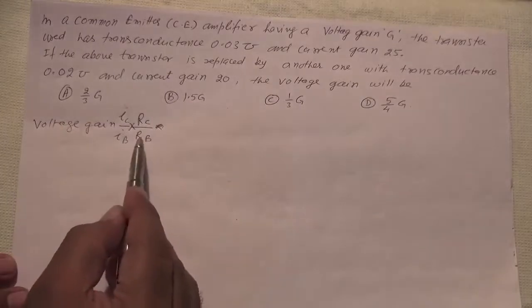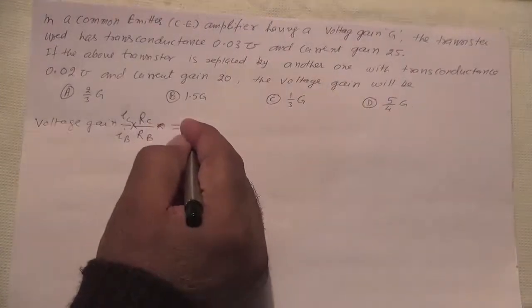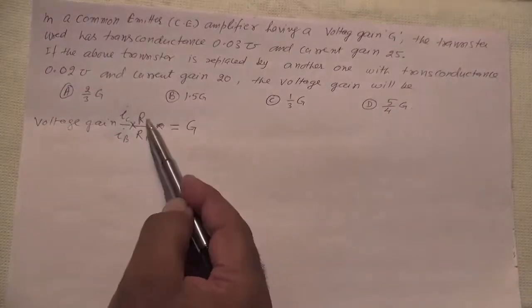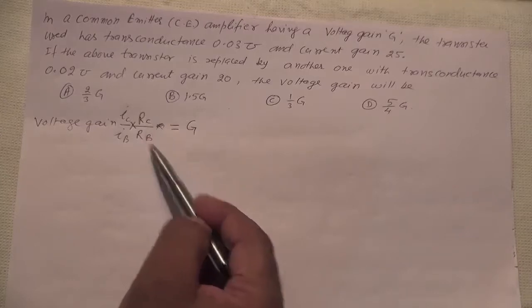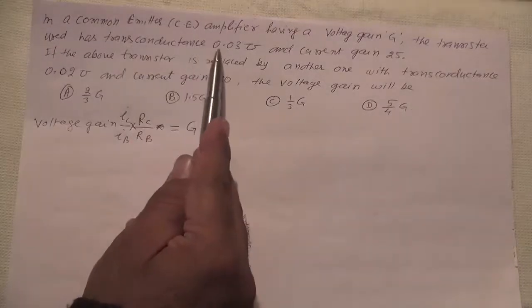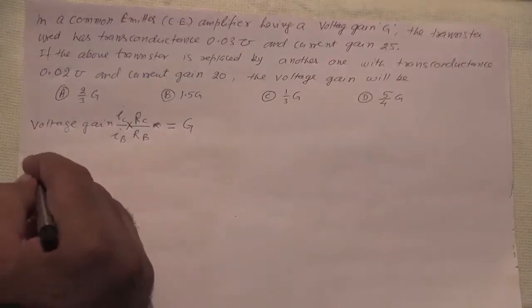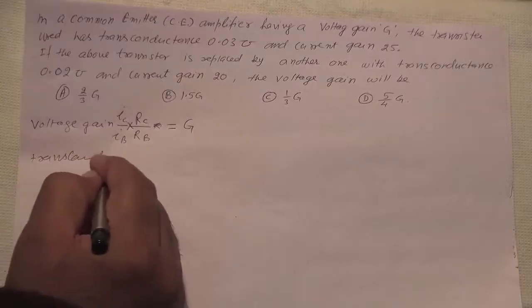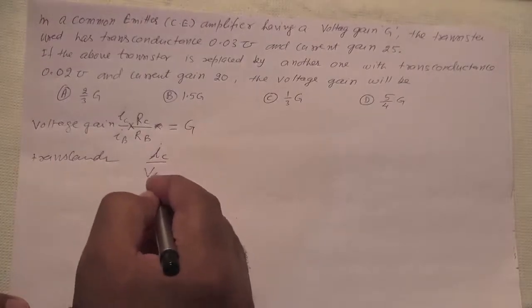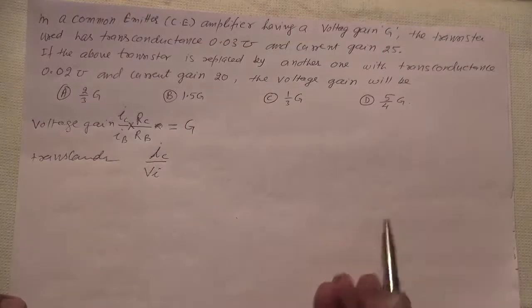This is voltage gain. Now here given to us is the voltage gain is G. So this quantity is equal to G. IC upon IB current gain, RC upon RB resistance ratio, and this gives the voltage gain, and this is given as G. Now, the transconductance is 0.03 mho. Transconductance is again IC upon V input. Output current divided by voltage input is the transconductance.